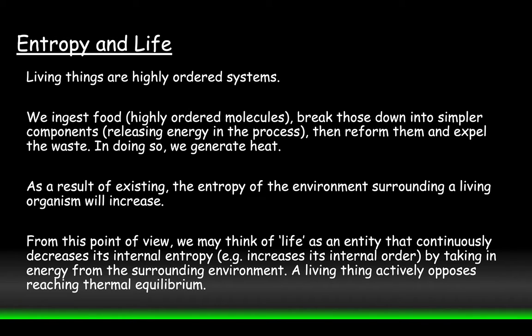Now, from this point of view, we could think of life as an entity that is continuously decreasing its internal entropy at the expense of increasing the entropy of its surrounding environment. So basically, a living thing is a highly ordered system, and it wants to remain a highly ordered system. In order to remain a highly ordered system, it must take in energy from its environment and increase the entropy of its environment, increase the amount of disorder within its surrounding environment. So a living thing could be thought of as something that actively opposes reaching thermal equilibrium.